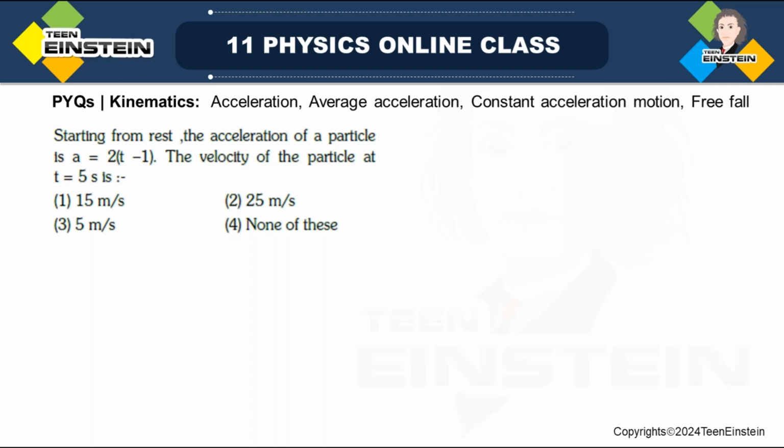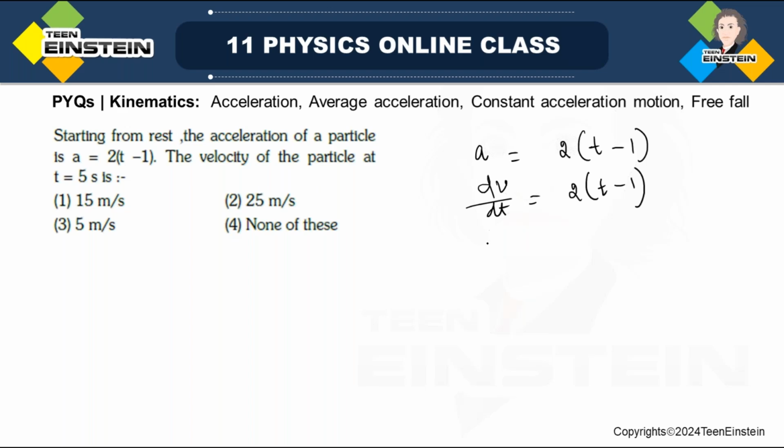Okay, now we have a question over here. Starting from rest, acceleration of a particle is given as 2 into t minus 1. The velocity of the particle at 5 seconds. So this is dv/dt is equal to the acceleration, 2 into t minus 1.